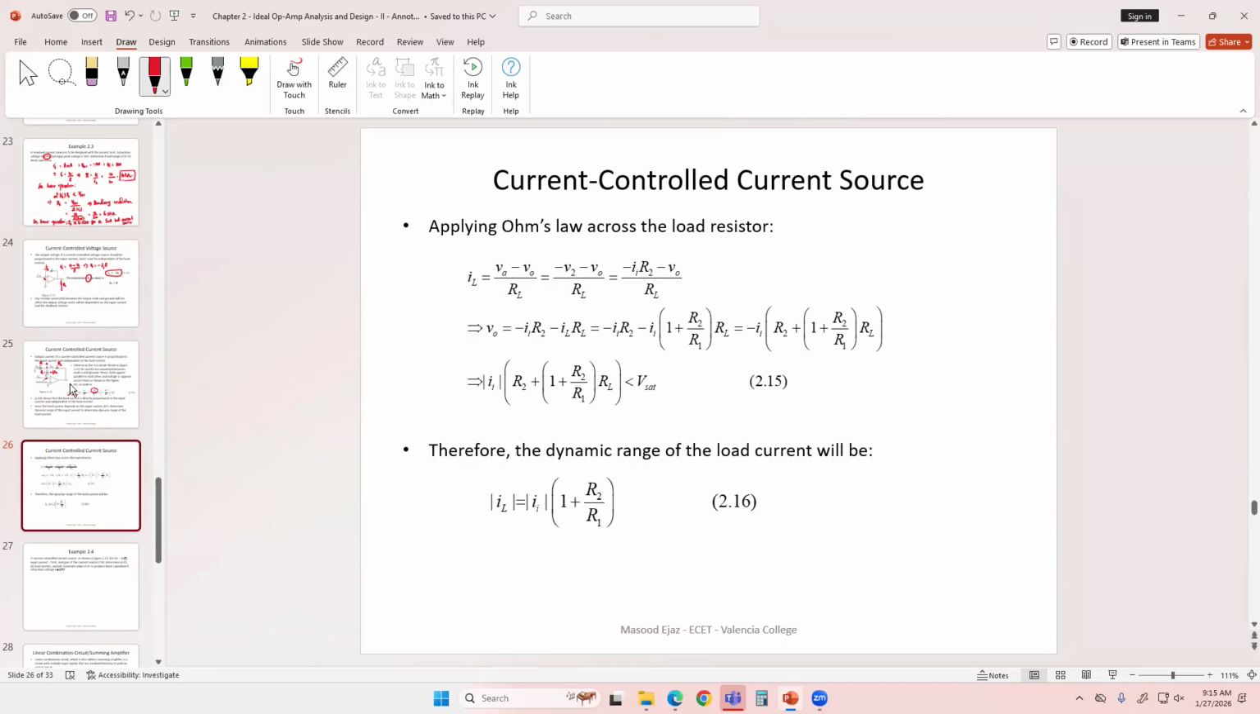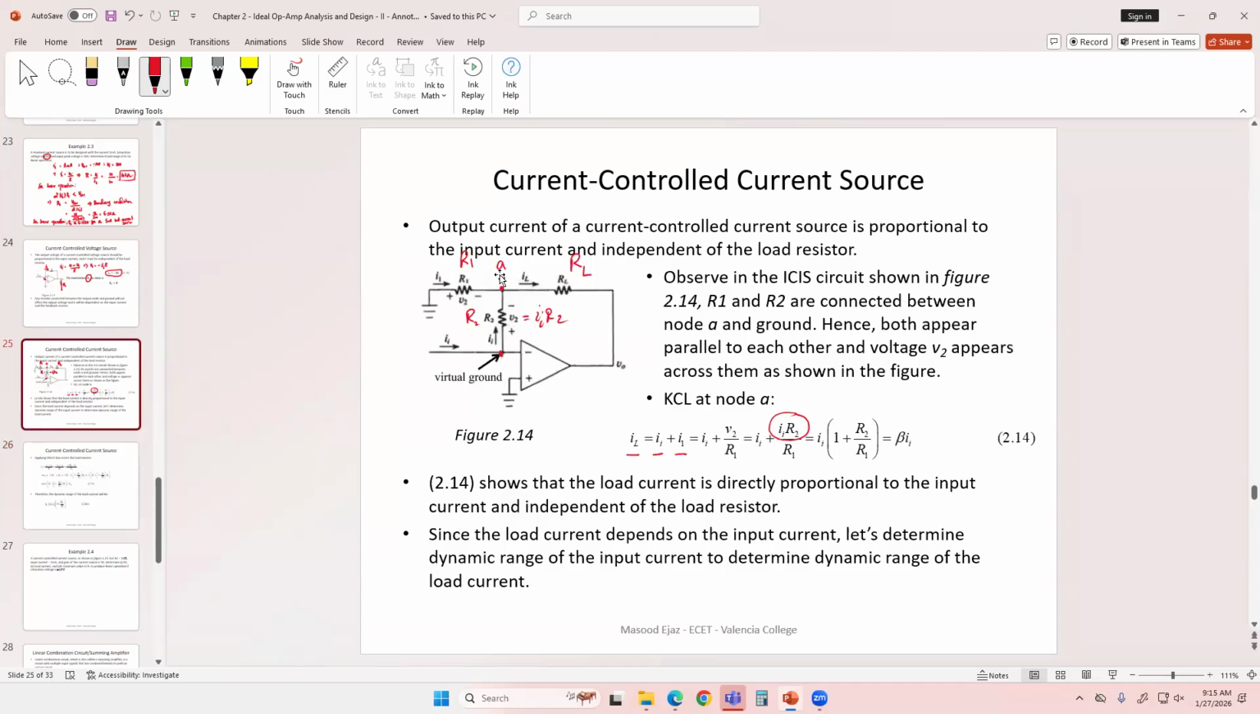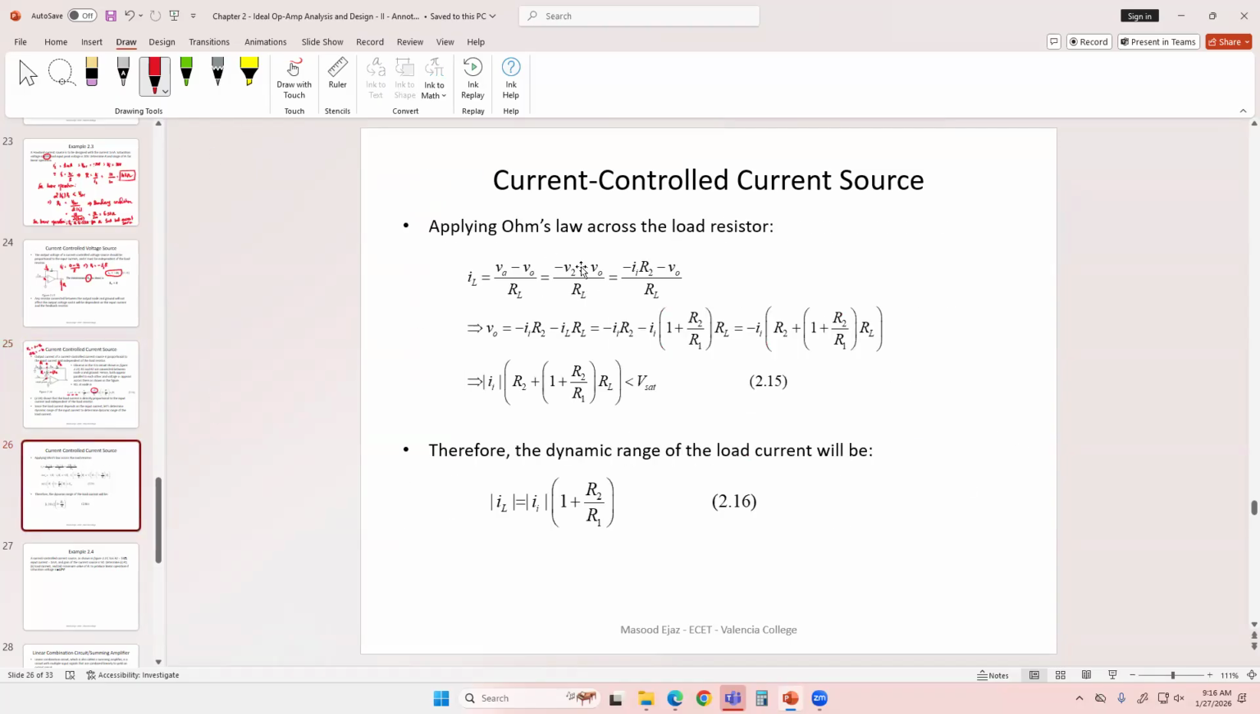And this node voltage VA is equal to negative of V2, because V2 is from 0 to node VA, so V2 is equal to 0 minus VA. So VA will be equal to negative of V2. And that's what we do over here. Replace VA by negative V2, minus V out over RL.